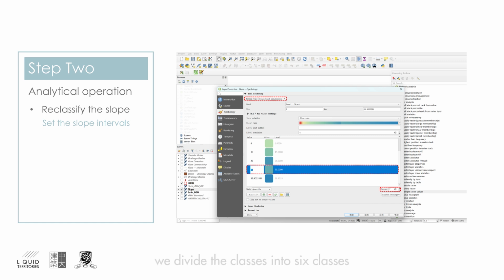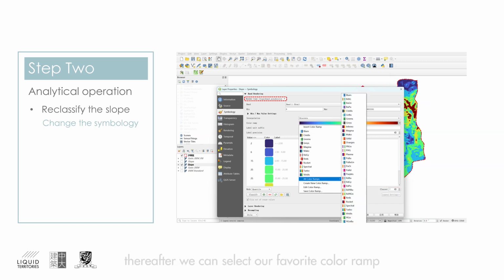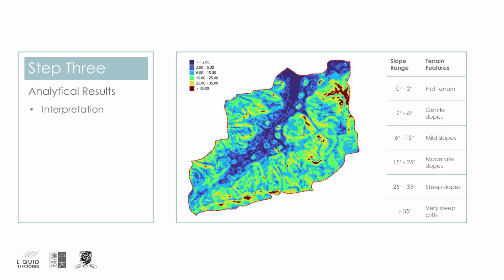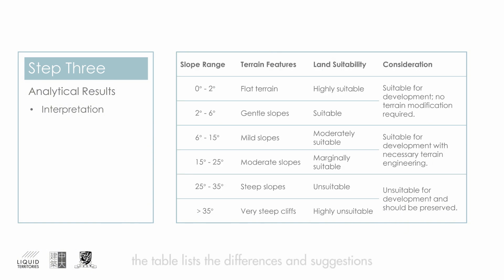We divide the classes into 6 classes: 0 degrees to 2 degrees, 2 degrees to 6 degrees, 6 degrees to 15 degrees, 15 degrees to 25 degrees, 25 degrees to 35 degrees, and more than 35 degrees. Thereafter, we can select our favorite color ramp. We now have a categorized slope with 6 classes. The slope categories are empirical. The table lists the differences and suggestions for each category.